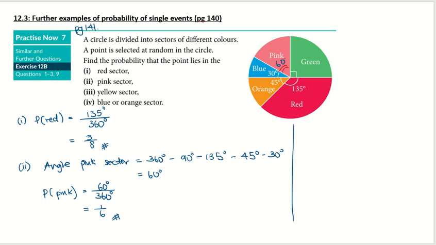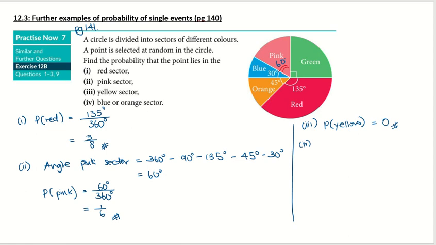Next one, part 3, probability of the yellow sector. Question: is there any yellow sector in this circle over here? No, right? So the chance of getting yellow is impossible. Impossible means that my probability is going to be 0. That's all. No calculation is needed.